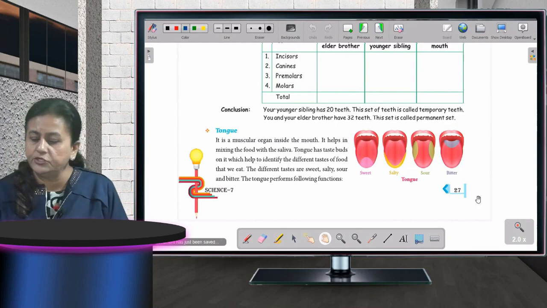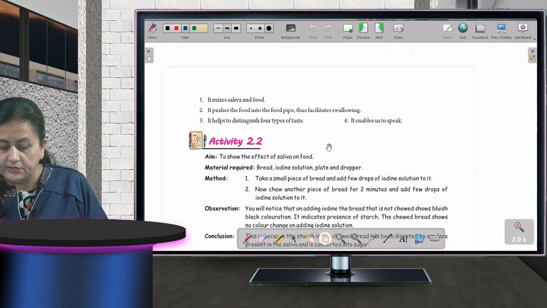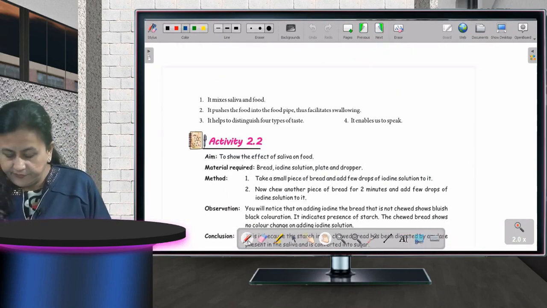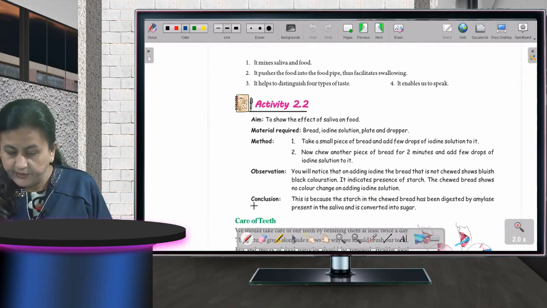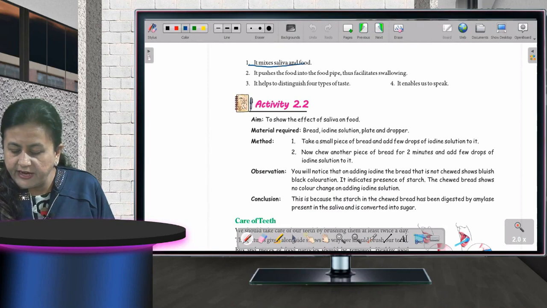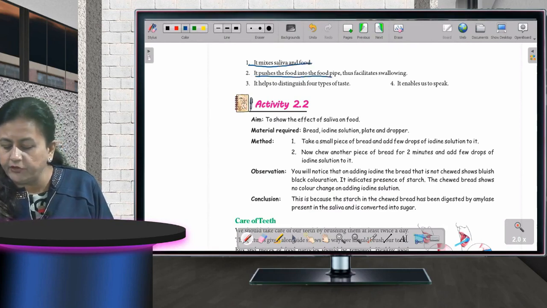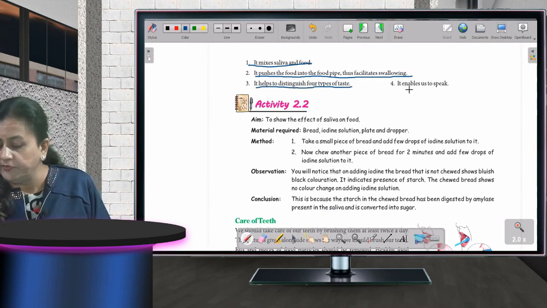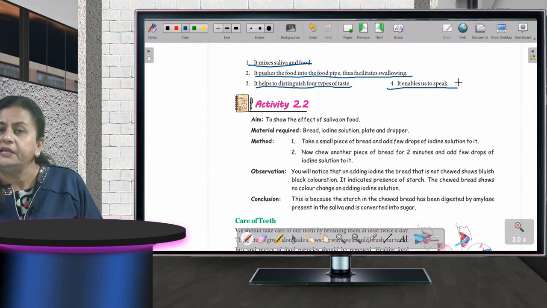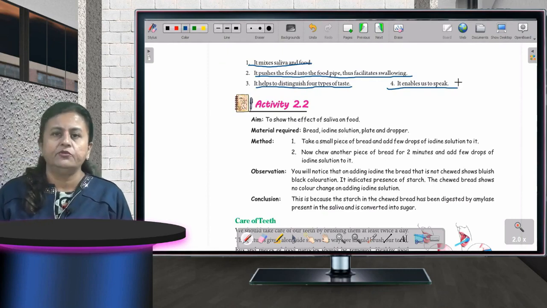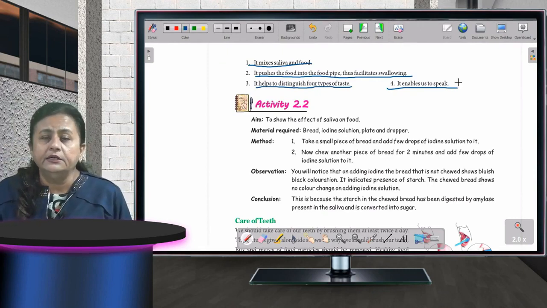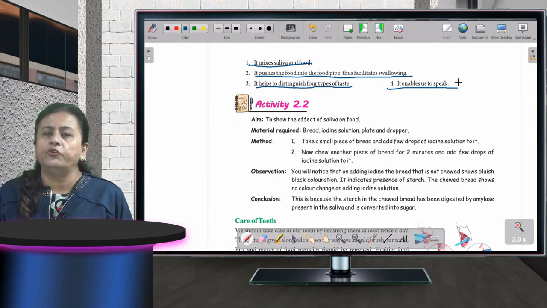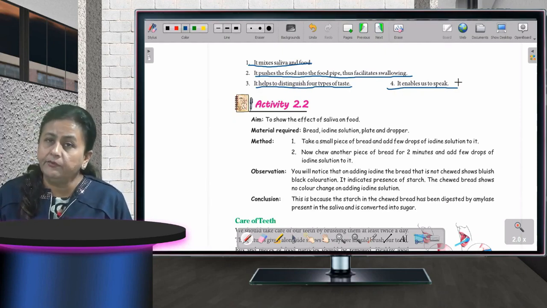You all can see on your screen also. It mixes saliva and food. It pushes the food into the food pipe, thus facilitating swallowing. It helps to distinguish four types of taste, as I told you, and it enables us to speak. Fine, children. So tongue, teeth, everything is contributing towards the digestion of the food.